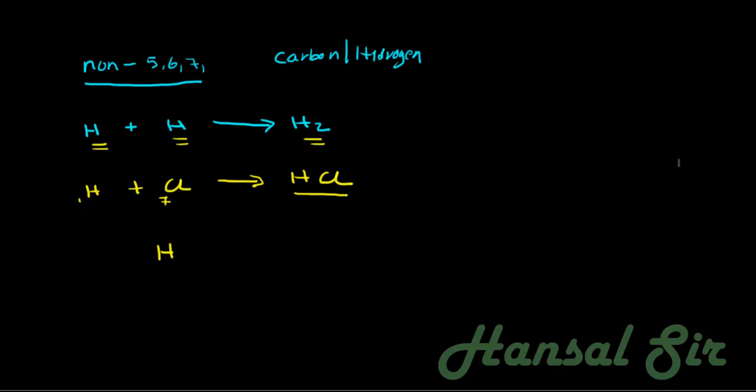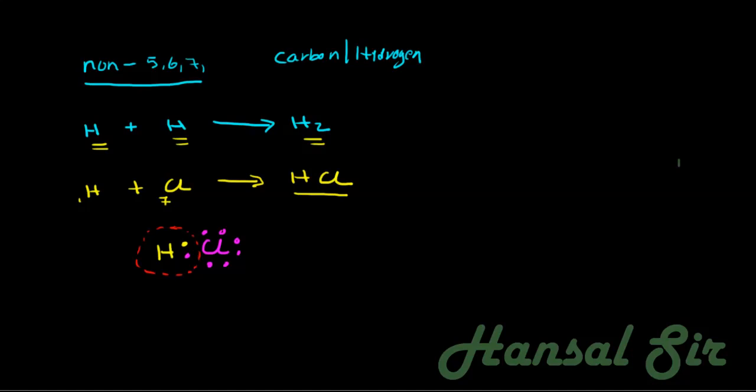Hydrogen has 1 electron in its outermost orbit. It will combine with 1 atom of chlorine. Now, chlorine has 7 electrons in its outermost orbit: 1, 2, 3, 4, 5, 6, and 7 electrons. Okay, so now hydrogen and chlorine are sharing 1 pair of electrons. If you just look at hydrogen, hydrogen has 2 electrons, 1 electron of its own and 1 electron from chlorine. So hydrogen atom is stable.